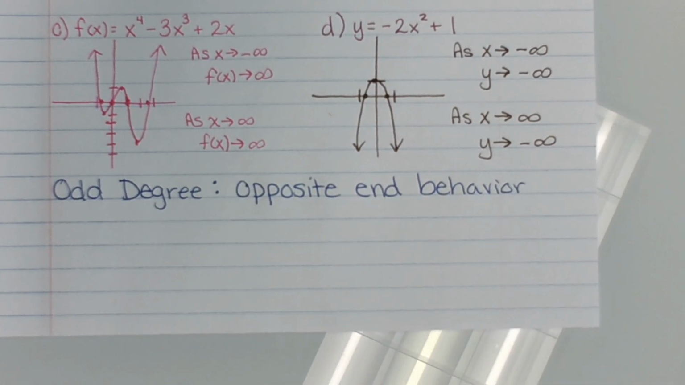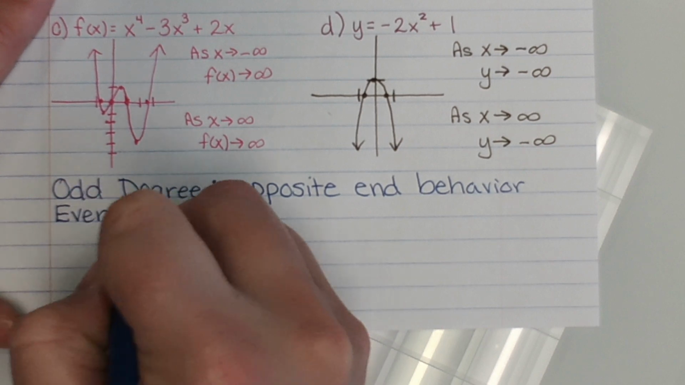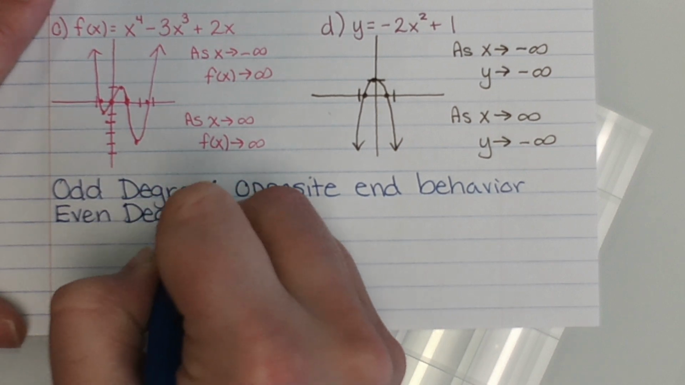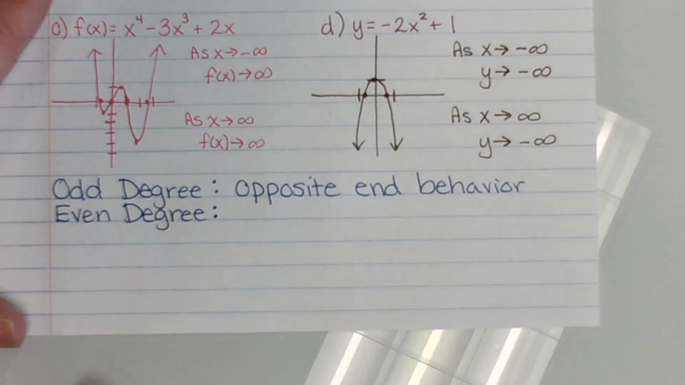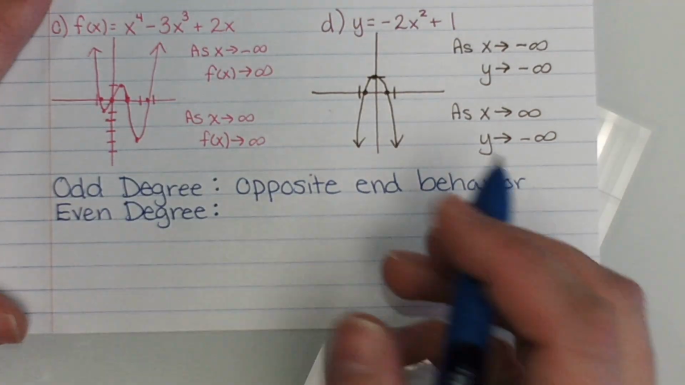If the degree of the polynomial is odd, they will go in opposite directions. If the degree of the polynomial is even, they will go in the same direction. That's why both of the bottom ones, which have degree 4 and degree 2, either both go up or both go down.